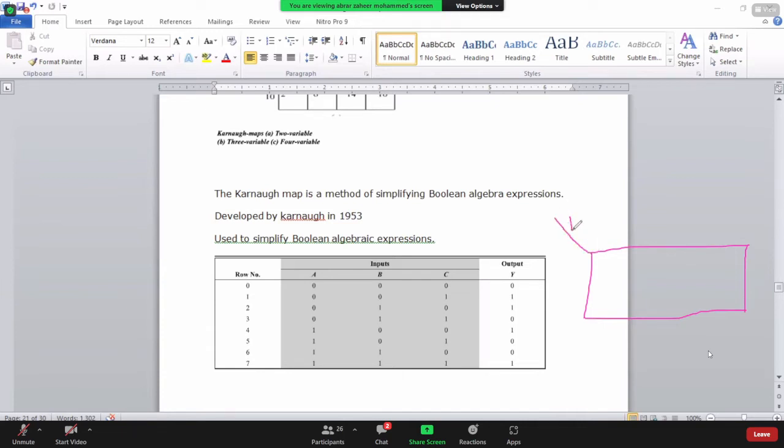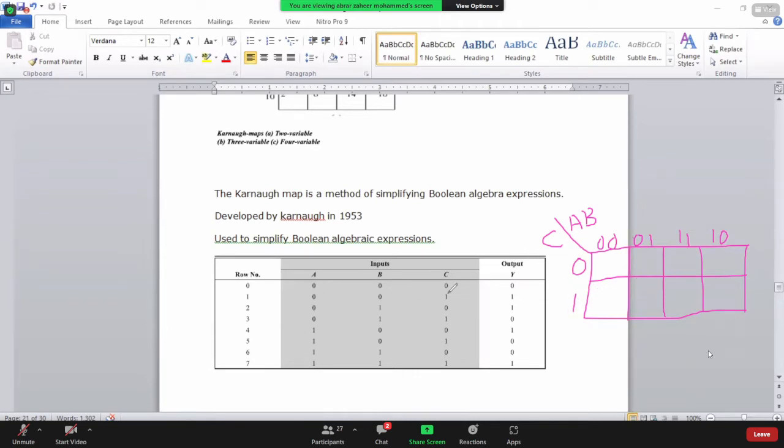Here we'll have the value AB, and here we'll have the values. The AB here will be 0 0, 0 1, 1 1 and 1 0. And the value of C can be either 0 or 1. So we have to enter the values now.